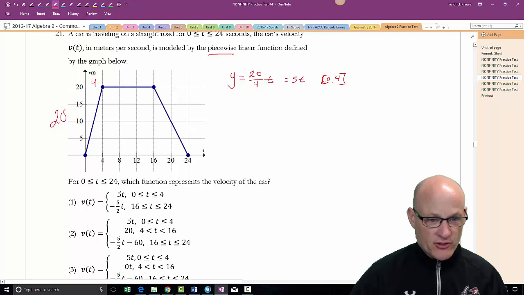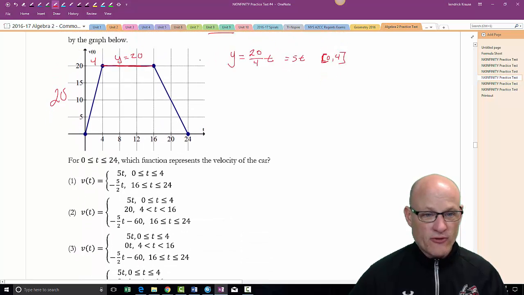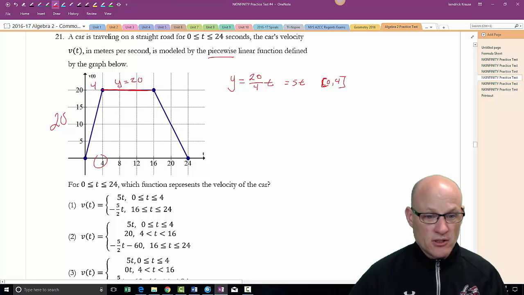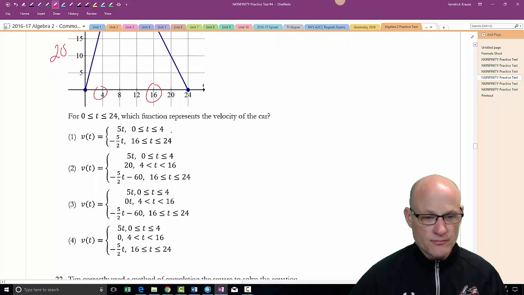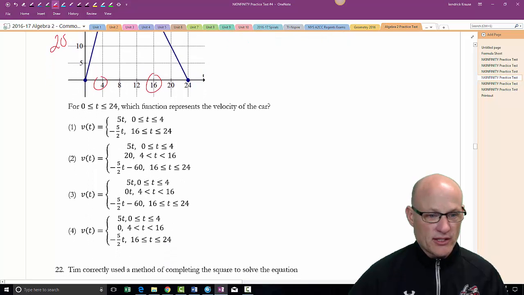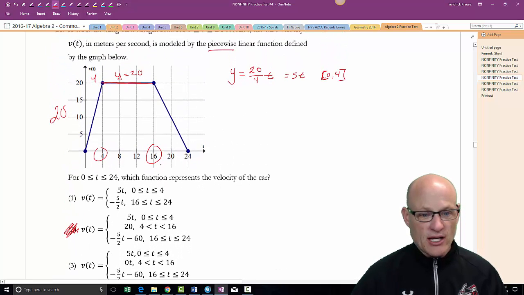All right. Now let's take a look at the second piece. The second piece is just a horizontal line right here. A horizontal line is like the line y equals 20. So I'm looking now for the one that's got y equals 20 from 4 to 16. And it looks like this is the big winner, because I don't even see any others that have 20. So let's make sure.